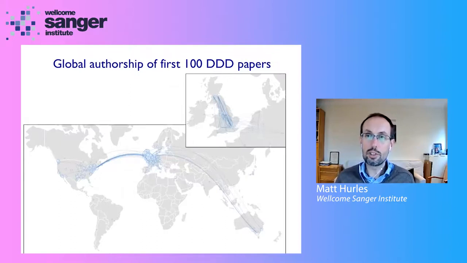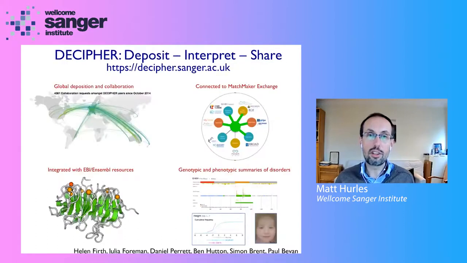But the reality, of course, is that rare genetic diseases affect everyone on the planet, every country on the planet. And sometimes, to gather enough evidence to be really confident of a new disorder, we're combining it with other clinical centers, other researchers around the world. And just to give you a flavor of that, if one looks at the first 100 papers that have come from the DDD study, the distribution of authors on those papers, while centered on the UK, clearly involves many other countries around the world.